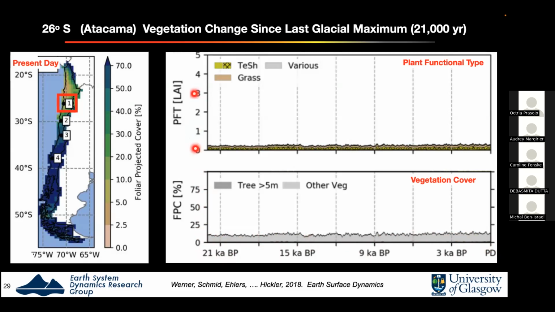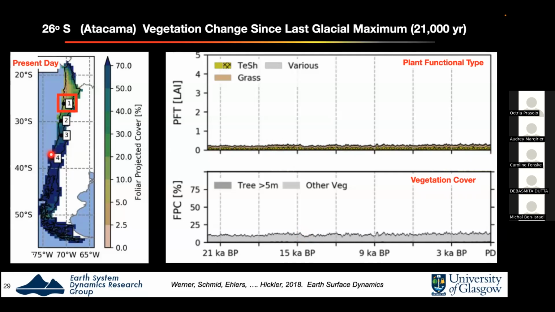On the top, what's shown is, again, time versus plant functional type represented with respect to leaf area index. That's what the numbers represent here, and the different colors represent different plant functional types. There's not a lot of them shown because it's a coastal Atacama region. But the point is that it's pretty boring. As you go from the LGM to present, you haven't had a lot of change in vegetation cover, nor a lot of change in what types of plants are sitting there.